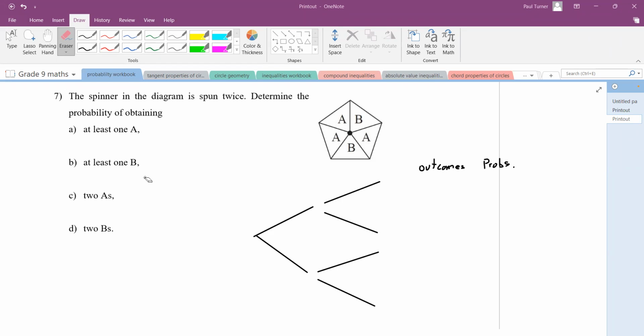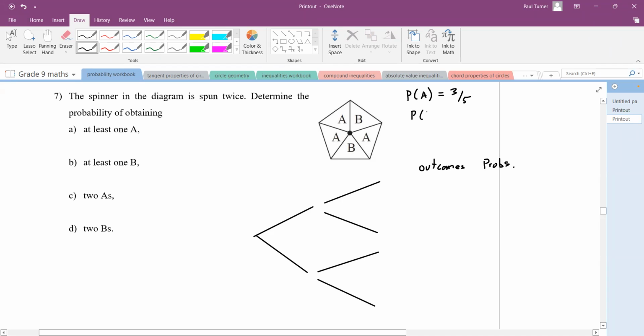So the first thing to do is look at your spinner and determine what the probability of getting an A is. So what's the chance of getting an A randomly on this spinner? Notice that we have 3 A's and we have 5 letters. So by random chance, your chance of getting an A should be 3/5. And therefore, your chance of getting a B will be 2/5 because we have two Bs. These are the probabilities we put on our tree. So we keep those in mind.